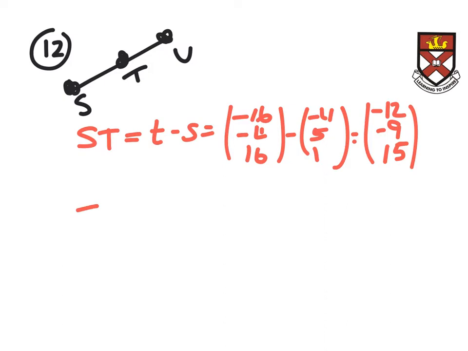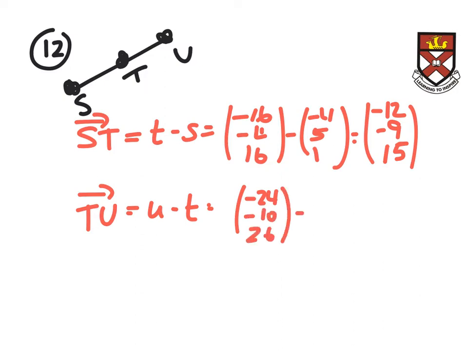Okay, then we can work out what t to u is, which is little u minus little t. And little u is (-24, -10, 26). Taking away little t, which is (-16, -4, 16). That gives us negative 24 taken away negative 16 is negative 8. Negative 10 add 4 is negative 6. 26 take away 16 is 10.